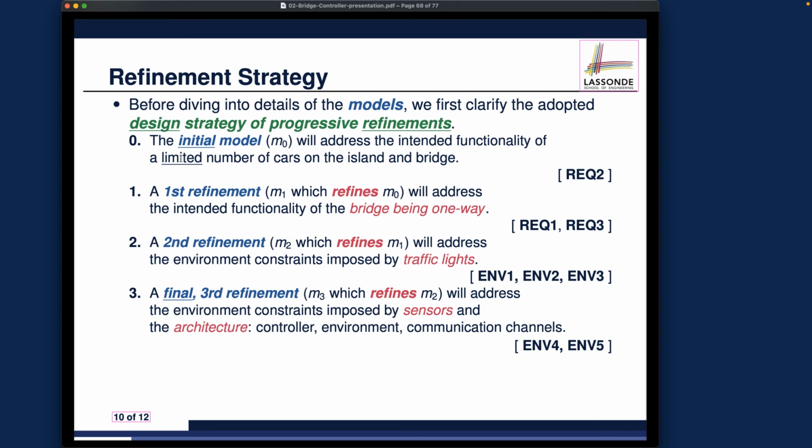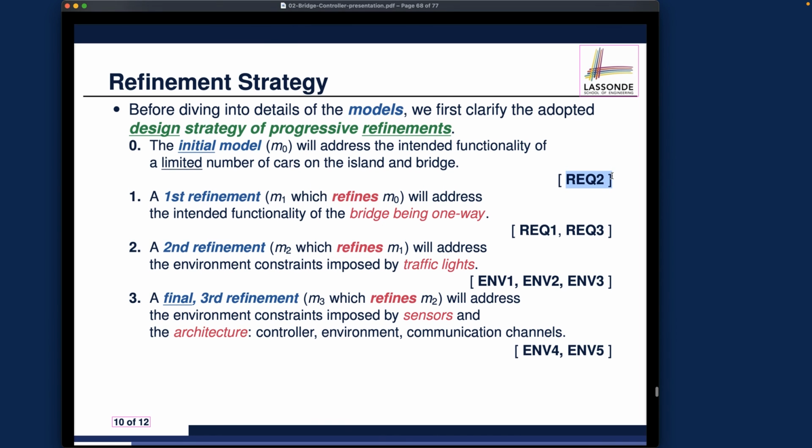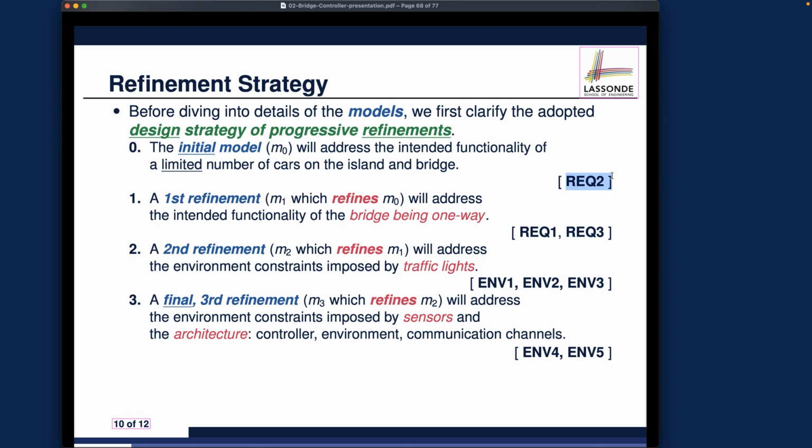Okay, let me just recap very quickly. For the very initial model, M0, we only focus on requirement number 2, just about the limited number of cars between the island and the bridge. But in this case, we don't even need to mention the existence of the bridge or the island or the sensors or actuators. You will see how we can observe the system from a very high bird's-eye view to really see how things work. That's something we'll see this week.